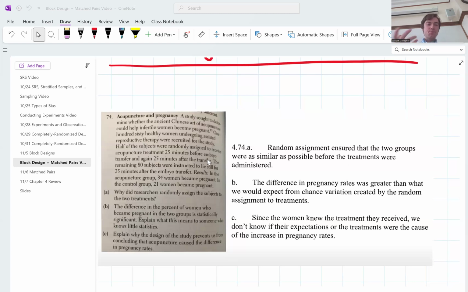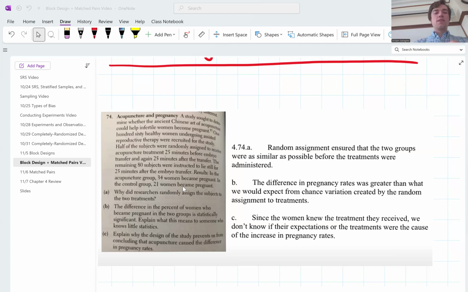But basically, there's a question involving acupuncture and whether or not it perhaps might help infertile women become pregnant. And so the first question asks, why did researchers randomly assign the subjects to the two treatments? We've seen this one before, right? This is what we started talking about back in the beginning of chapter 4.2. So random assignment ensured that the two groups were as similar as possible before the treatments were administered.